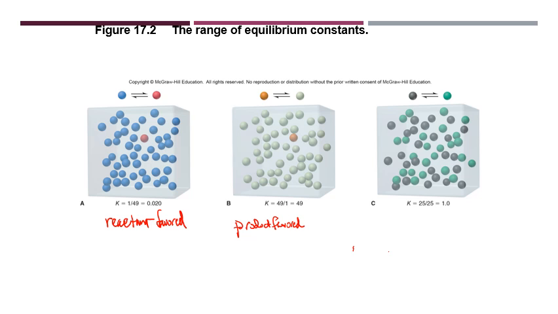And in our last example, now I have an even split. I have 25 molecules for the gray colored molecule, and I have 25 of the green colored molecules. So I have an equal ratio, and as a result, we know that we have an even split with our K equaling 1. So neither reactants nor products are favored.